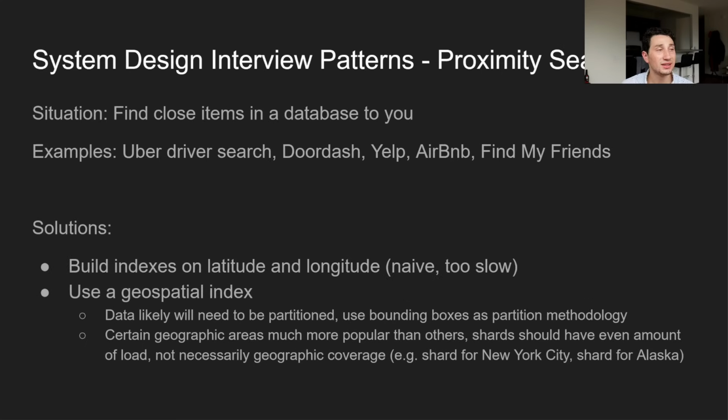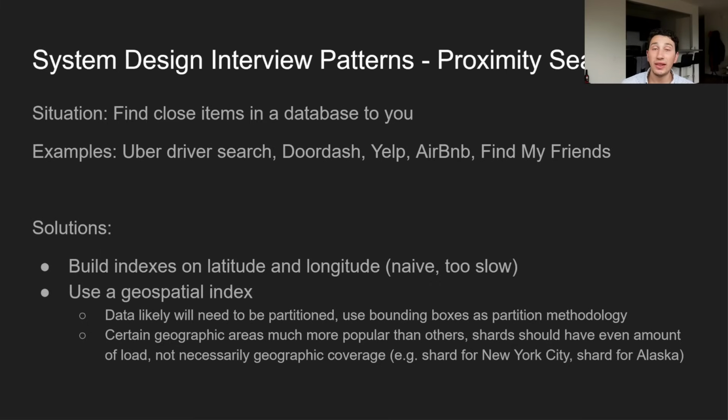Cool. Another pattern that we see come up all the time is proximity search. Basically, this is find all of the close points in a database to you. We already discussed this, right? You want to be using a geospatial index. Examples where this comes up are Uber, Yelp, Airbnb, Find My Friends. I've seen literally every variation of this problem on YouTube because people just want to steal views.